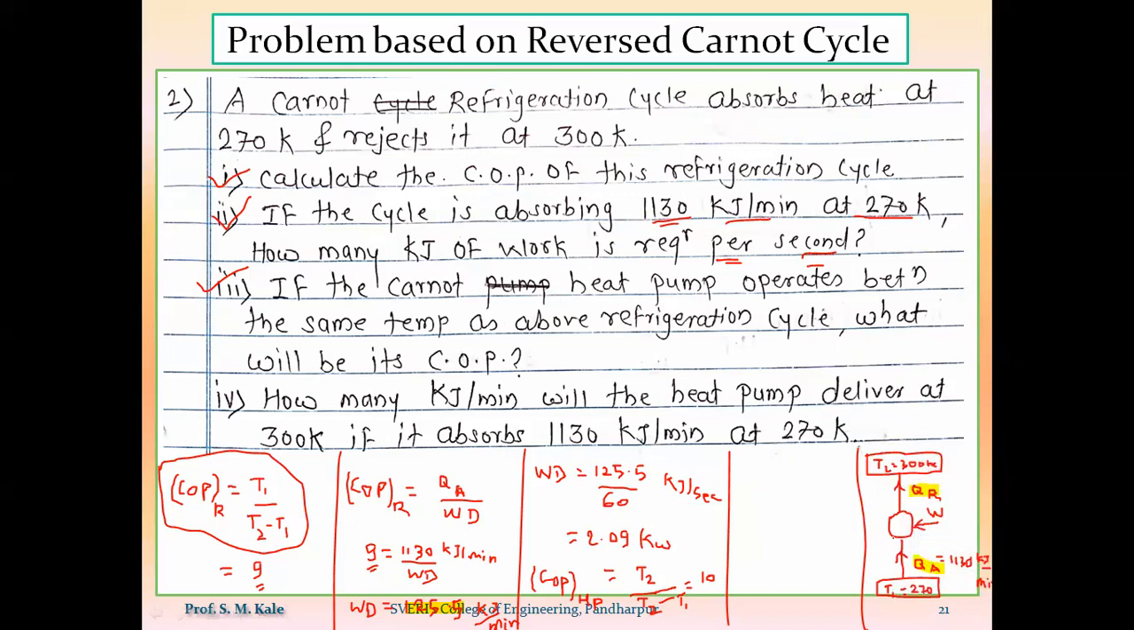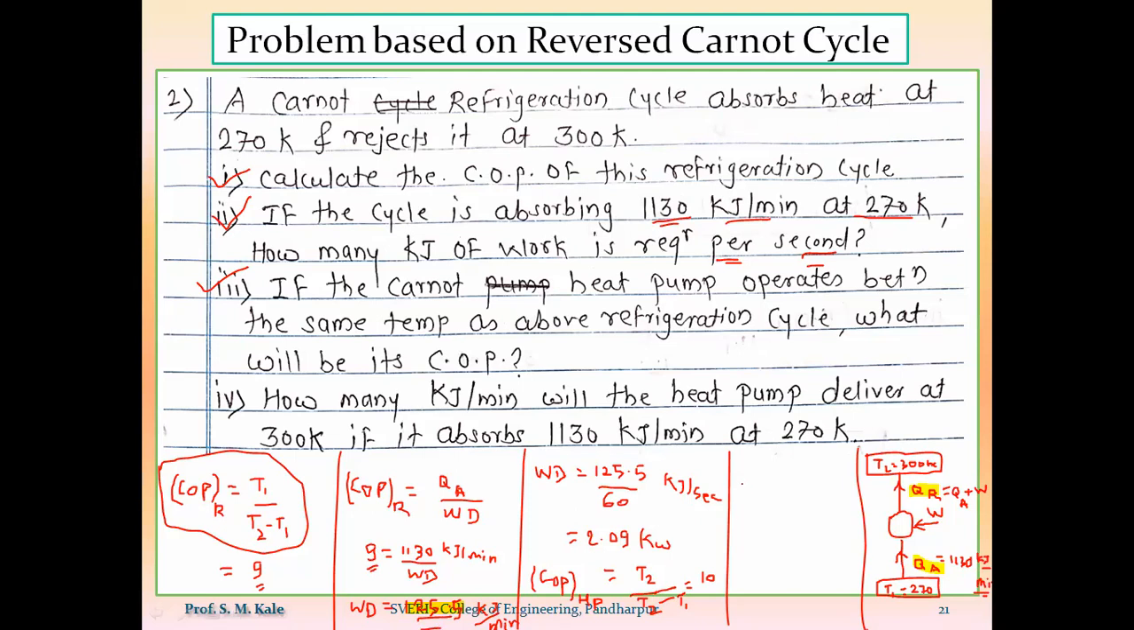So have you calculated the value of QR? QR is nothing but QA plus work done. QR, that is Q2, is nothing but Q1 plus W, right? In the same fashion, QR is nothing but QA plus W. The value of QA is 1130 kilojoule per minute, and the value of W is 125.5 kilojoule per minute.